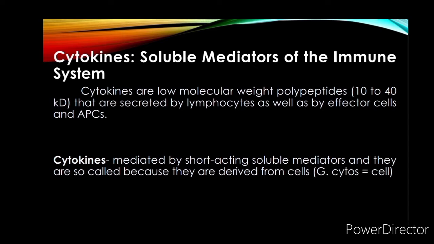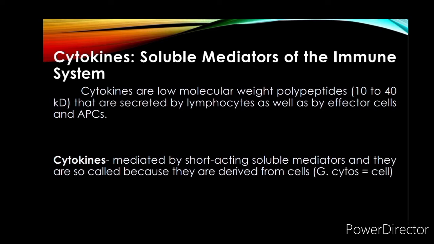Cyto means cell. The induction and regulation of immune responses require the interactions of many cell types, including lymphocytes, monocytes, and other inflammatory cells and endothelium, which are properly organized and coordinated. Many interactions require cell-cell contact. So we have here the general properties of cytokines.